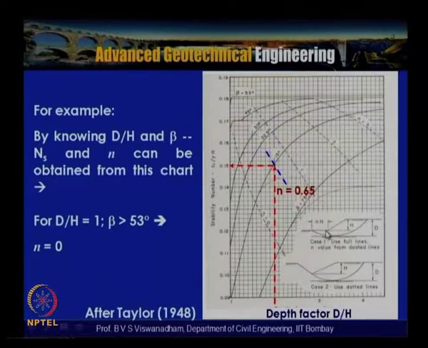nH is nothing but the distance from the toe of the slope, h is the height of the slope, and d is the total height as given here. So by keeping d by h and beta, n can be obtained, and for d by h equal to 1 and beta greater than 53 degrees, we get n equal to 0. That indicates that the slip surface passes through the toe of the slope.